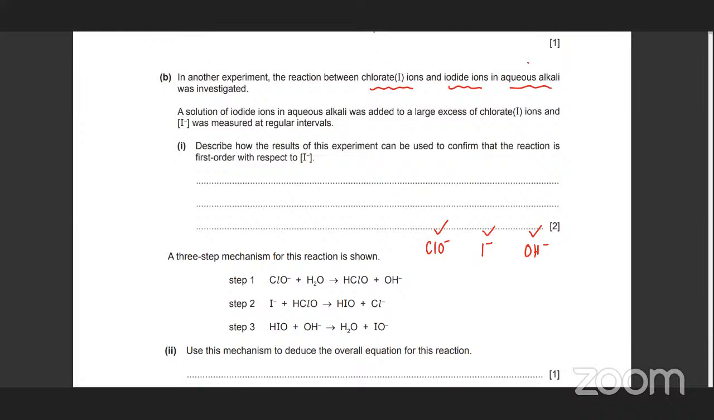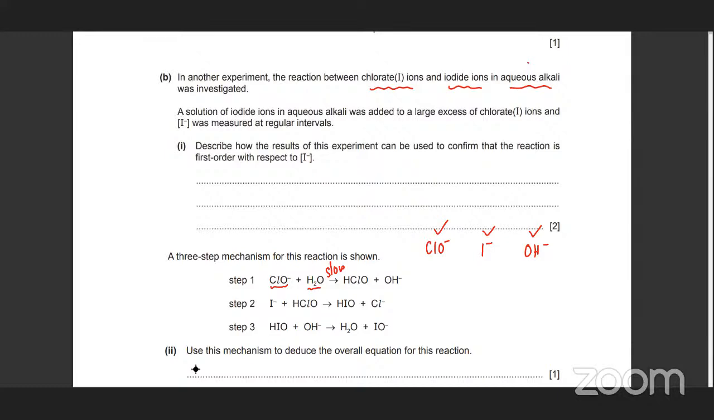So there is ClO minus 1 playing a role in the first step, OH minus 1 coming in the third step, and I minus 1 coming in the second step. Again, the first one is the slow step. If the first one is the slow step, then the rate would be dependent on the concentration of ClO minus 1, and it would be dependent on the concentration of H2O as well, if it's the first step.